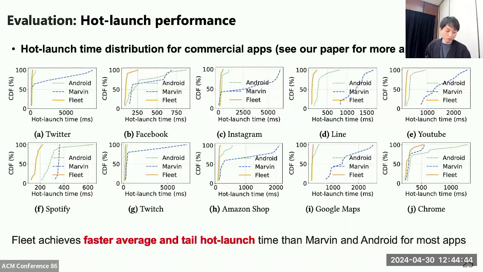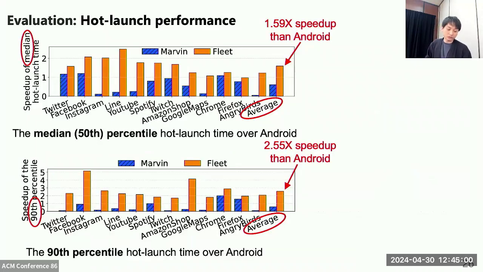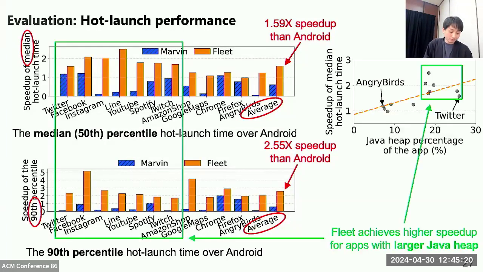To assess Fleet's hot launch performance, we test the commercialized apps under pressure with about 10 background apps, and our result shows that Fleet achieves faster average and tail hot launch time than Marvin and Android for most apps. Specifically, the average speedup of the median hot launch time of Fleet is 1.6 times compared to Android and 2.6 times compared to Marvin. And the 90% tail hot launch time speedup of Fleet is 2.5 times and 4.4 times compared to Android and Marvin respectively. The evaluation result also shows a positive correlation between the speedup achieved by Fleet and the Java heap percentage of apps.